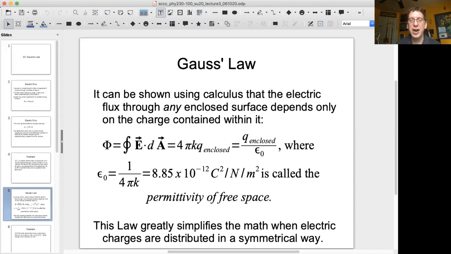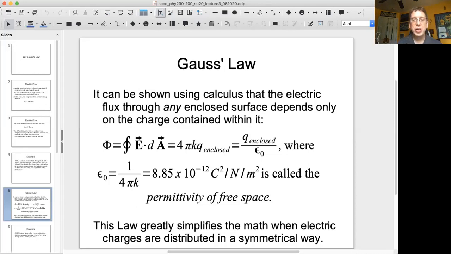which you will learn about soon enough. But epsilon naught is equal to 1 over 4 pi k, and conversely, k is equal to 1 over 4 pi epsilon naught. And in some circumstances, it's easier to work with k. In other circumstances, it's easier to work with epsilon naught. In general, with Gauss's law, it's easier to work with epsilon naught.